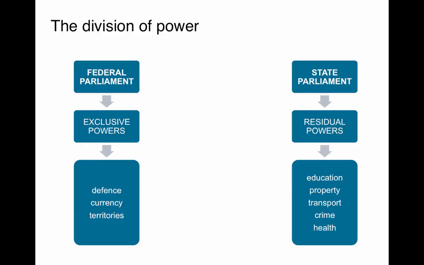The reason why the road rules change slightly from state to state, or why certain things may be legal in one state or illegal in another state, is because transport and crime are regulated by the state governments rather than by the federal government.